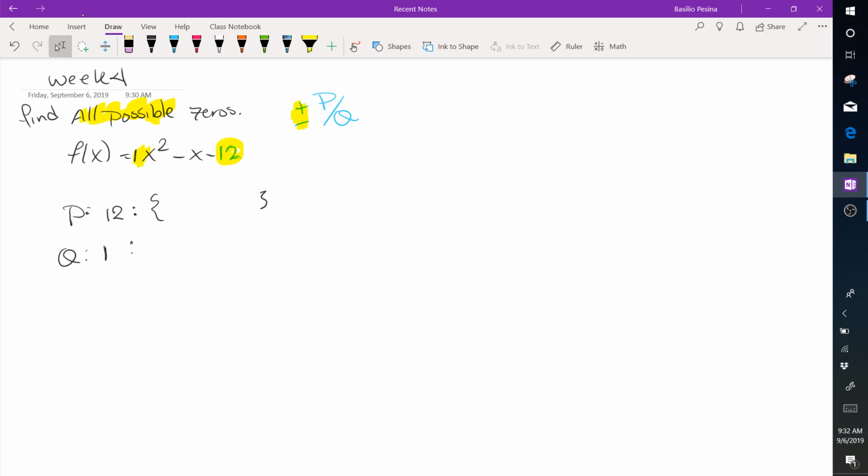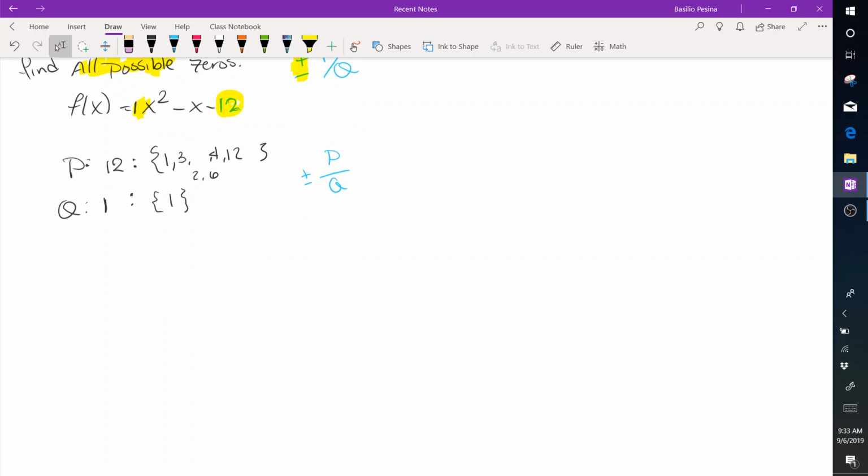So what numbers multiply to 12? Well, that's 1 and 12, then 3 times 4, and also 2 times 6. So we have all of that. Now for 1, the only factor is 1. From here, we're going to find all the terms p divided by q in positive and negative values, because negative 1 times negative 1 is still equal to 1, and 1 times 1 is still equal to 1. That's why we have a positive and negative.